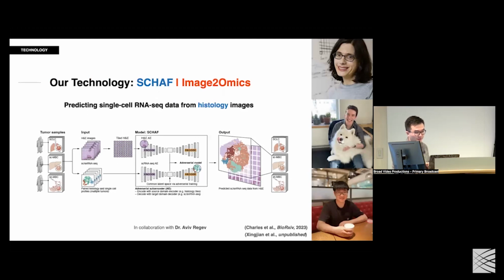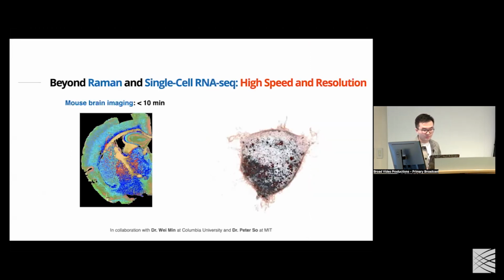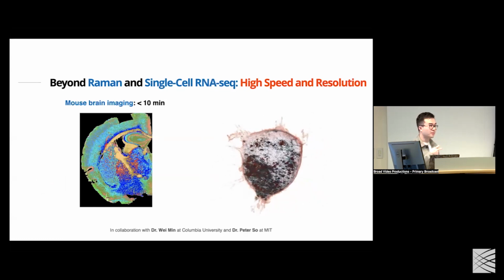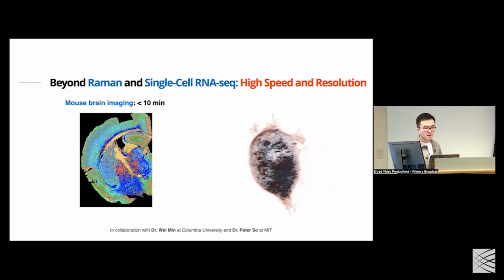And another work that will be out today on bioRxiv is Charles's work called SHAF, where he used an adversarial autoencoder framework to generate single-cell RNA-seq data from histology images. And Xinjian, another researcher in the lab, also developed a similar approach to generate single-cell RNA-seq from histology images when he was a student in grad school in Hong Kong. So that's just two imaging methods that we tested. One is the Raman microscopy, and the second one is histology.